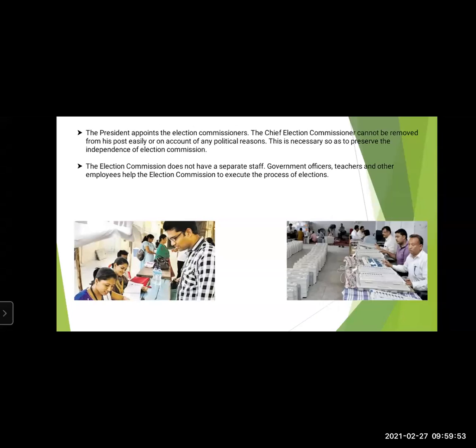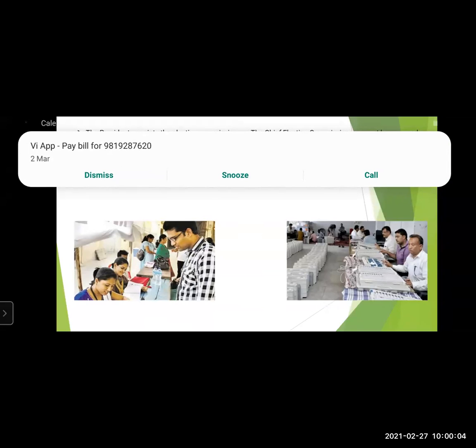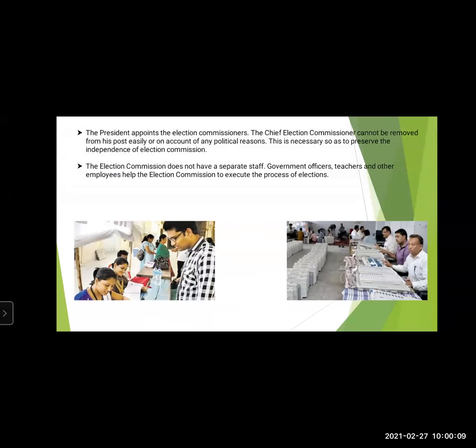The chief election commissioner cannot be removed from his post easily or on account of any political reasons. Political reason, you can say, means any reason relating to the state government, the body politic, public administration, policy making, etc. Because they are an autonomous independent body. So why is it so? Because this is necessary so as to preserve the independence of the election commission.